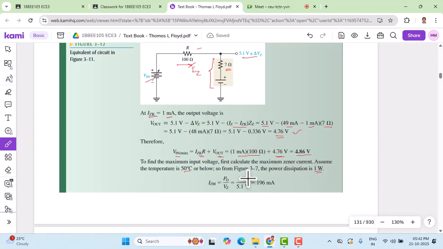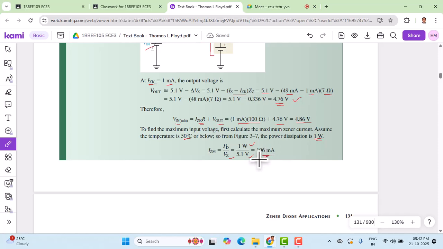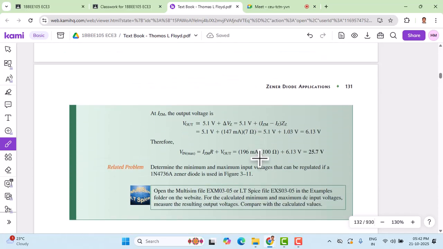So we already discussed this previously. PD is 1 watt and VZ is 5.1 volt. IZM gives us 196 milliampere. That is the maximum current. If we know maximum current, then we can calculate what is the maximum input voltage that is allowed. Once again, we can use the same output voltage relation for the maximum current now. So this is again VZ plus delta VZ. Delta VZ now becomes IZM minus IZ. Okay, it is the difference of the current that goes through the Zener diode, and we have a ZZ which is about 7 ohms. Substituting all these values, that gives me V out as 6.13 volts. Okay, so for the maximum current of IZM.